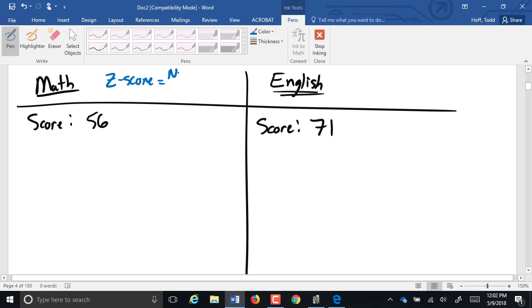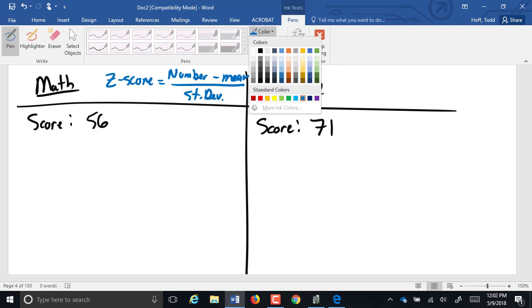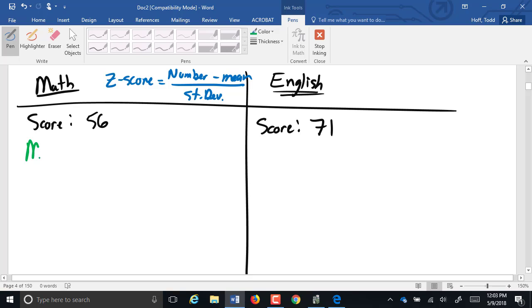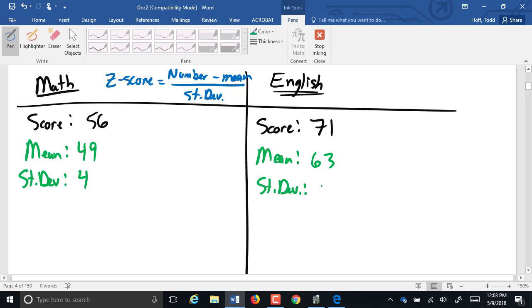And a z-score takes a number minus the mean for that population, and then divided by the standard deviation of that population. So let's say that for all the people that have taken that math test, the mean score is 49, and the standard deviation is 4. Let's say that for all people that have taken the English test, the mean score is 63. And the standard deviation is 5. Well, you look at it, you scored 7 points above the mean for the math test, 8 points above the mean for the English. So it still kind of looks like the English score is better.